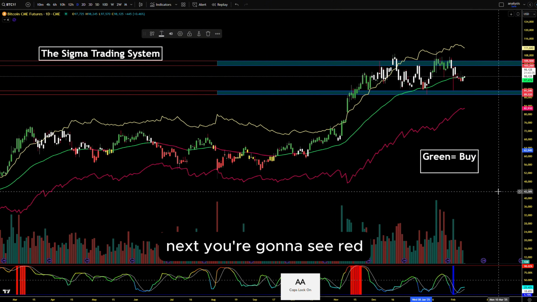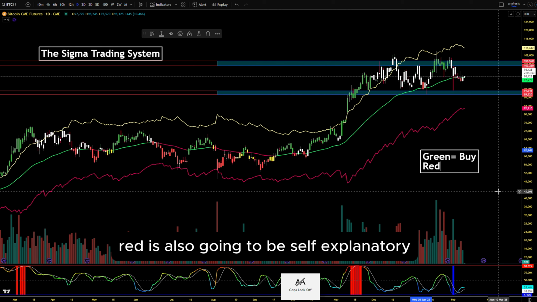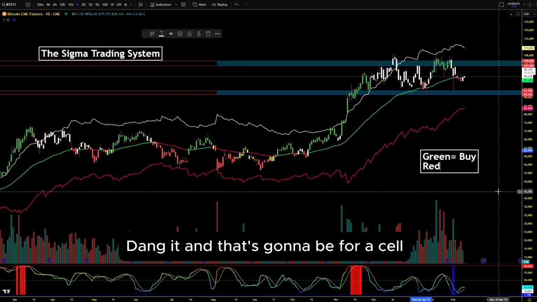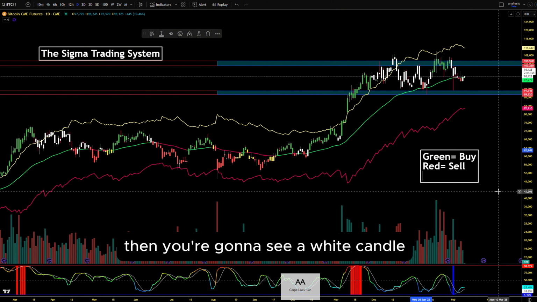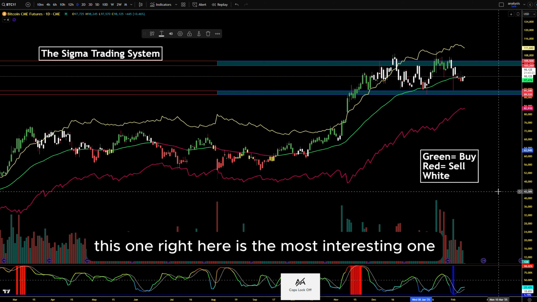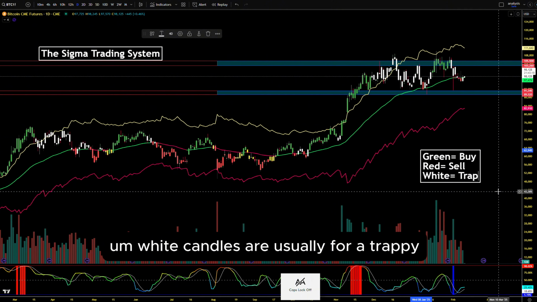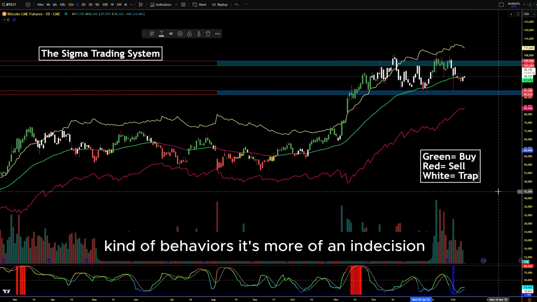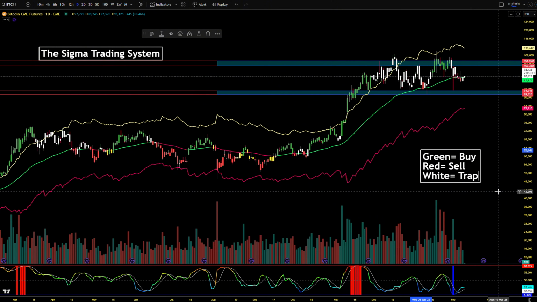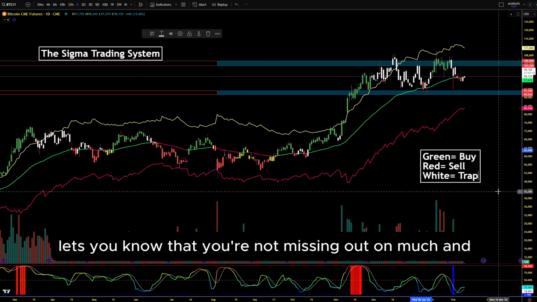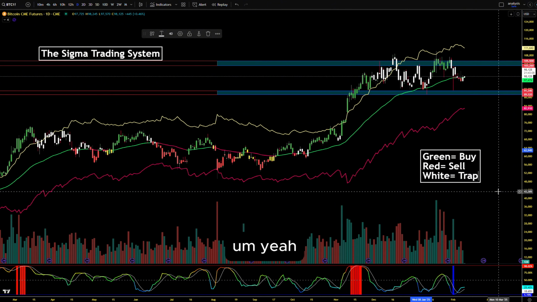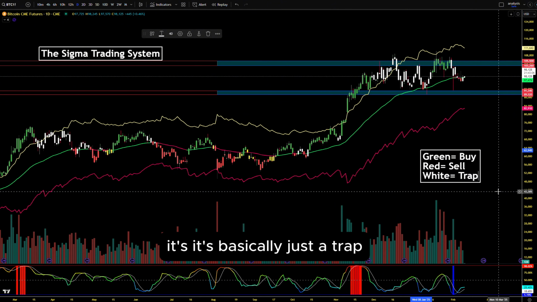Next, you're going to see red. Red is also self-explanatory, and that's going to be for a sell. Then you're going to see a white candle. This one right here is the most interesting one. White candles are usually for trappy kind of behaviors. It's more of an indecision. You're better off not trading. It lets you know that you're not missing out on much. It's basically just a trap.